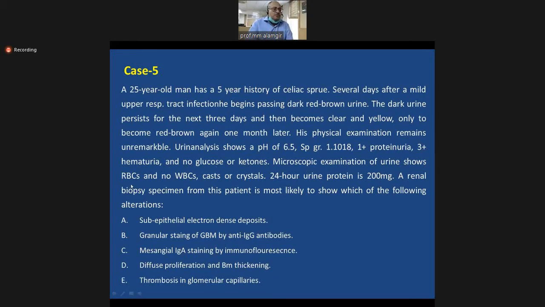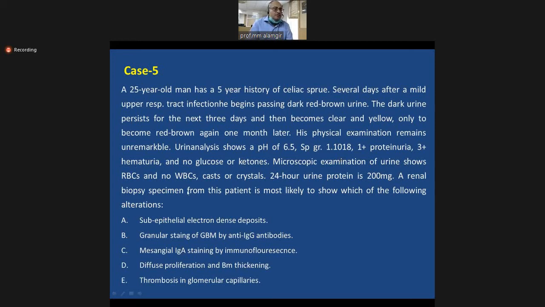Microscopic examination of urine shows RBCs, no WBCs, casts or crystals. 24-hour urine collection is 200 milligrams. So this protein loss in the urine is less than 3 grams per day. Plus we have hematuria. So this patient must have presented initially at least with the picture of nephritic syndrome. In nephritic syndrome, we have RBCs, red cells in the urine. We have proteinuria, typically less than 3.5 grams, as in this case. And we have no glucose or ketosis, no diabetic ketoacidosis or diabetic nephropathy.